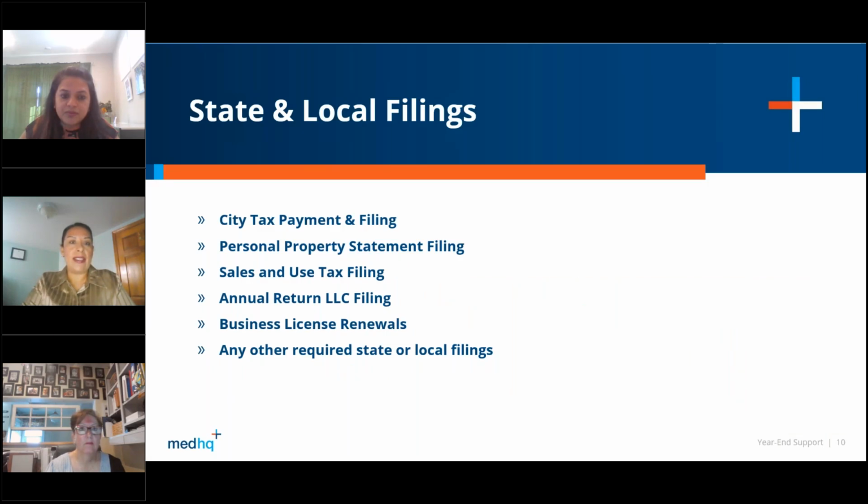And finally, our last topic is state and local filings. If requested by the customer, we handle all state and local filings on their behalf. Or at their option, we can also prepare the filings and then send them to the ASC to sign and file. State and local filings do typically vary state to state, but they normally include items such as city tax payments, personal property statements, sales and use tax, the annual LLC filing, the business license renewals, and any other state or local filings.